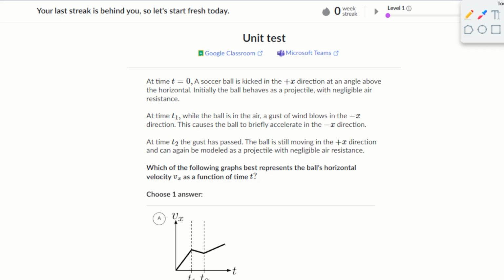Today we'll be doing a practice test on Khan Academy of AP Physics 1 Kinematics unit.